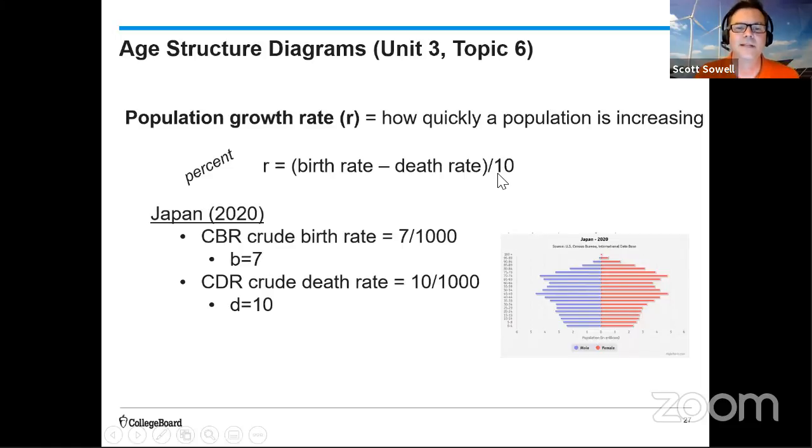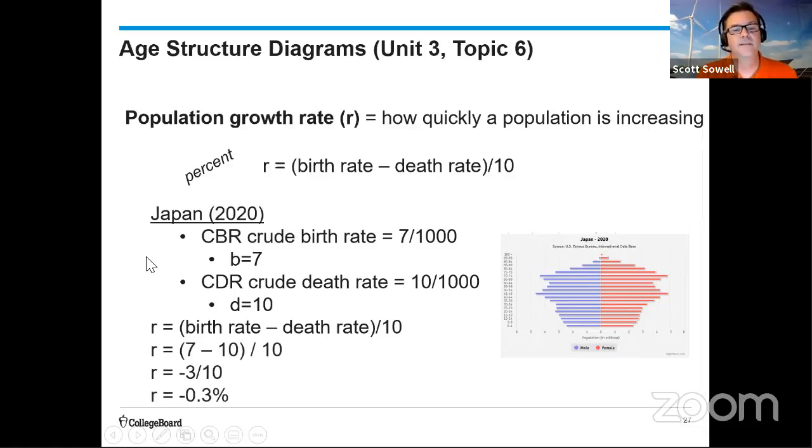That's probably a bad explanation, but all you really need to know is the growth rate is birth minus death over 10. So in this situation for Japan, 7 minus 10 divided by 10, so we're looking at a negative 0.3% growth rate. So that means that this population is not growing, it's shrinking by a rate of negative 0.3%.